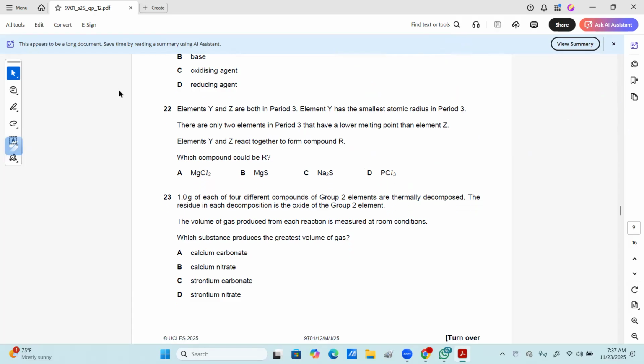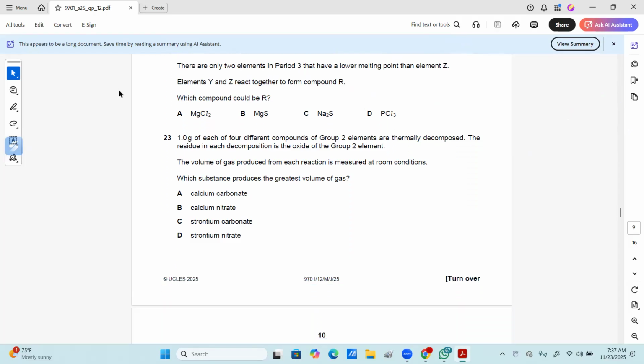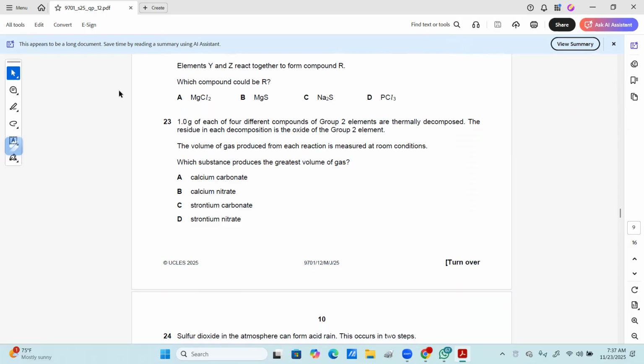Then 23rd one, 1 gram of each of 4 different compounds of group 2 elements are thermally decomposed. Residue in each decomposition is the oxide of group 2 element. Okay. The volume of gas produced from each reaction is measured at room conditions. Which substance produces the greatest volume?